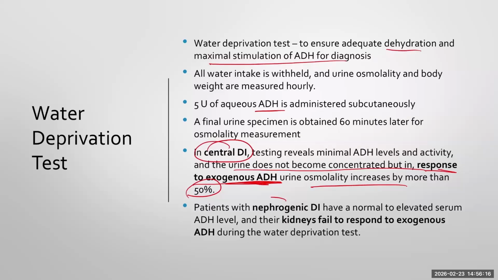If they have nephrogenic DI, the kidneys will fail to respond to the ADH that you gave them, and there will be no changes in the urine. So nothing is going to happen with nephrogenic DI because the kidneys are not responsive anymore to ADH, and they're not going to do anything.